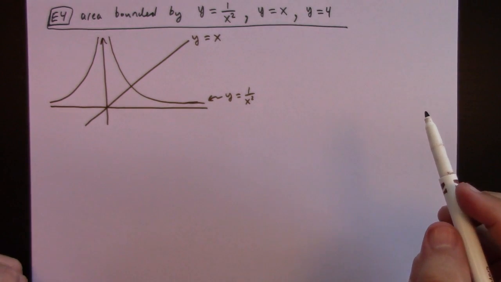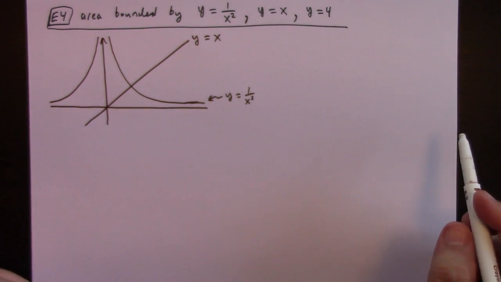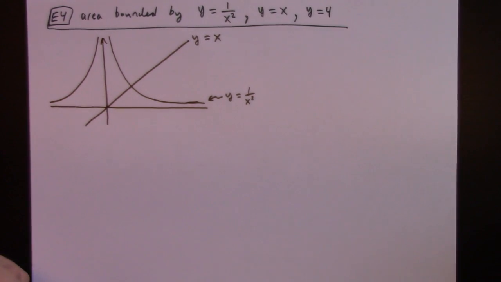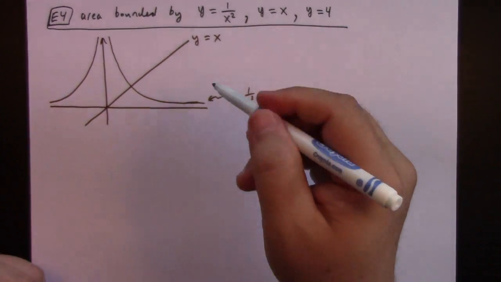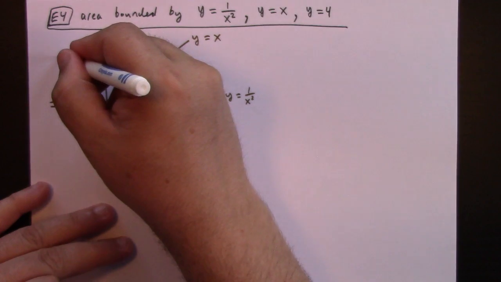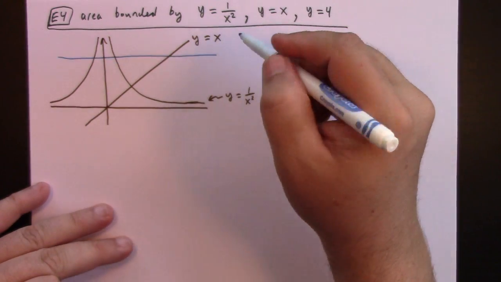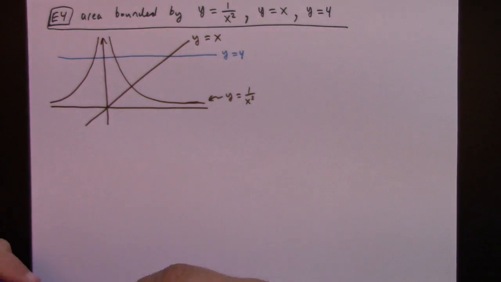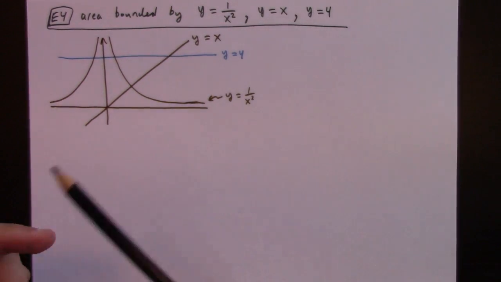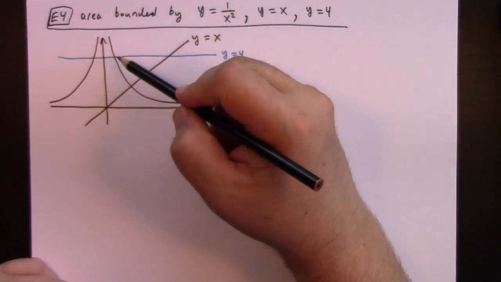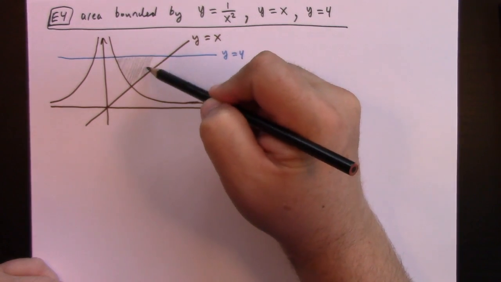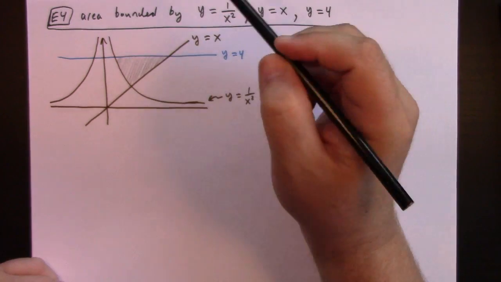And then y equals 4 is, let's see here, I'll use a different color. Maybe it's up here, I don't know. So, you know, when you draw curves like this, sometimes appearances can be deceiving, but probably I'm on the right path here, that this is the area we're after, right?